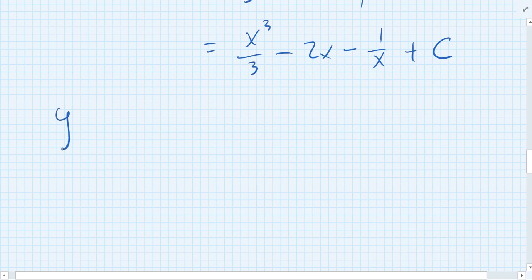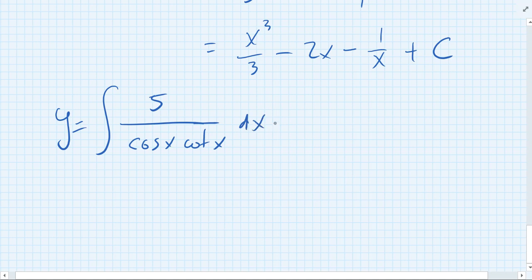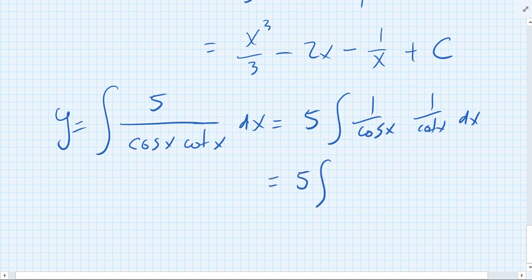What if I give you y equals the integral of 5 over cosine of x cotangent of x dx? You don't want to leave it that way, do you? Pull out the 5. Write it as 1 over cosine of x, 1 over cotangent of x dx. What is the reciprocal of cosine? Secant. What's the reciprocal of cotangent? Oh, this is scary. Tangent.